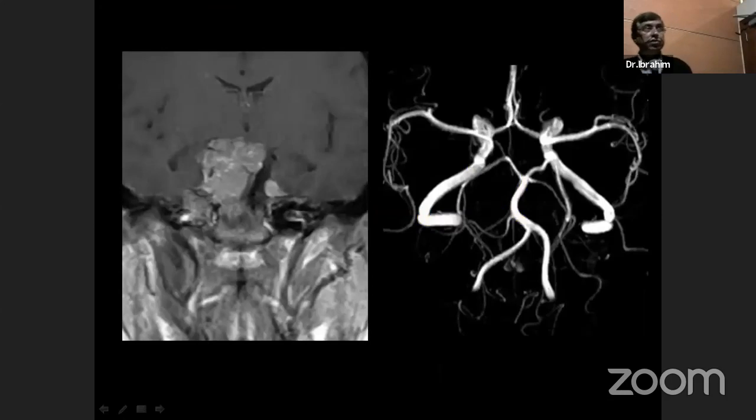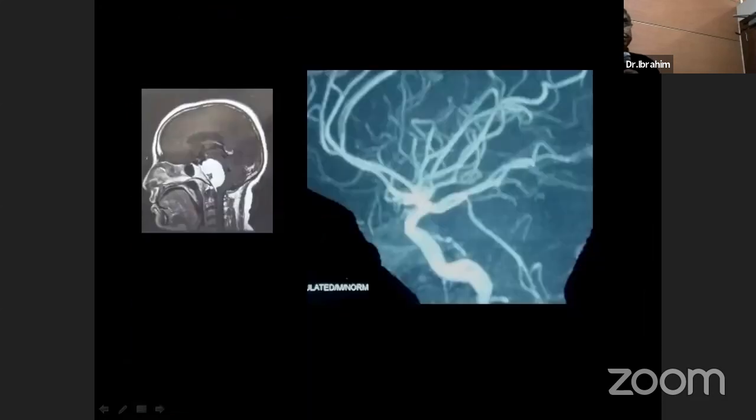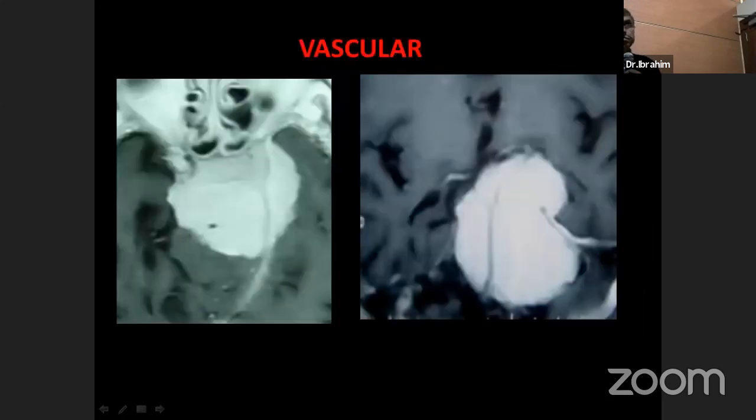What about the vascular relationship? Look at this tumor and look at the relationship with the posterior cerebral artery. So you learn a lot from doing the MRA. Look at here, the basilar artery is completely compressed by this tumor. Here, it's pushed the basilar backwards. Basilar is inside the tumor. Basilar and its branches are inside the tumor. Please go away, see somebody else.